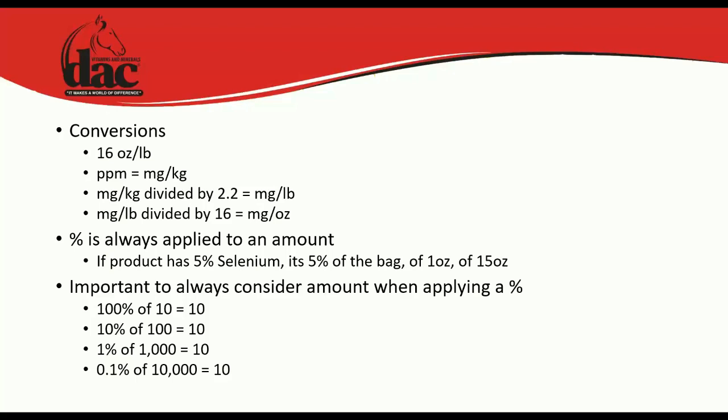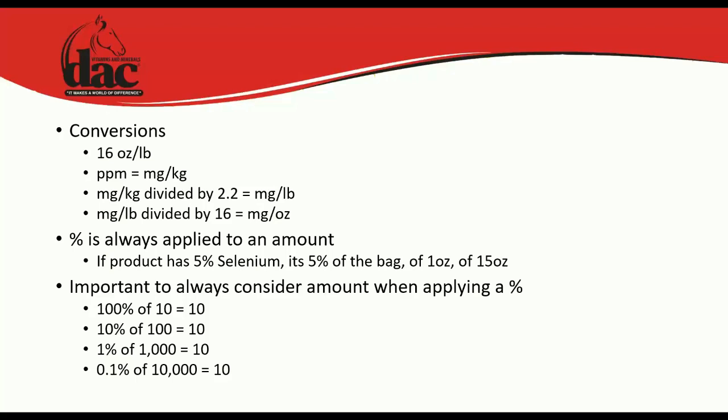You need to know that there's 16 ounces in a pound, and some of these sound so simple, like why doesn't everybody know that? But we tend to forget them when we're trying to compare from one unit to another. ppm stands for parts per million, but it is also exactly the same as milligrams per kilogram. So if you see ppm, it's exactly the same as if you saw milligrams per kilogram. And you're like, well, I'm not British or Australian, so what do I know about kilograms? There are 2.2 pounds in a kilogram. So if you take milligrams per kilogram and divide it by 2.2, now you have milligrams per pound.